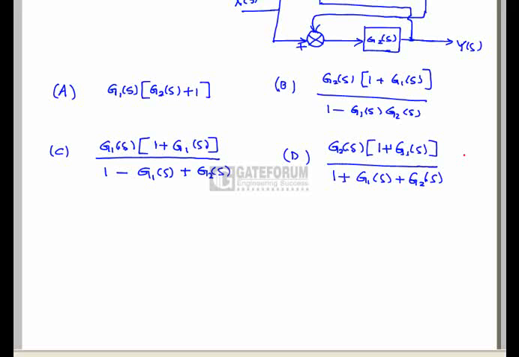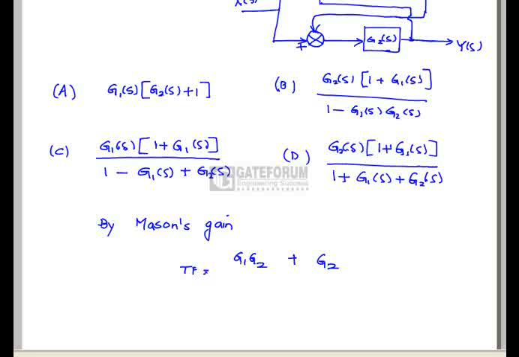Question is, for the given block diagram, we have to find out the transfer function. So, by Mason's gain formula, transfer function equals to, for the first forward path is g1 into z2, second forward path is g2.